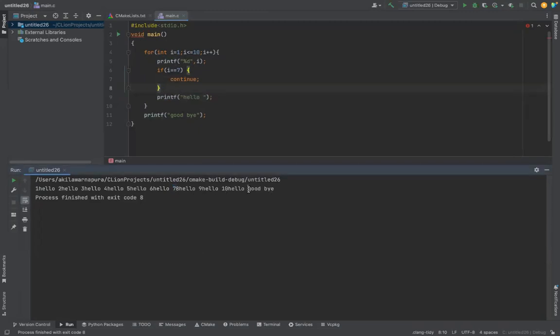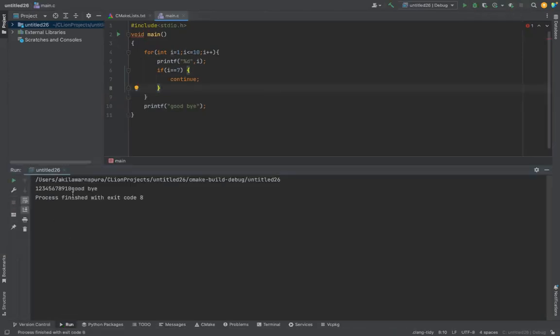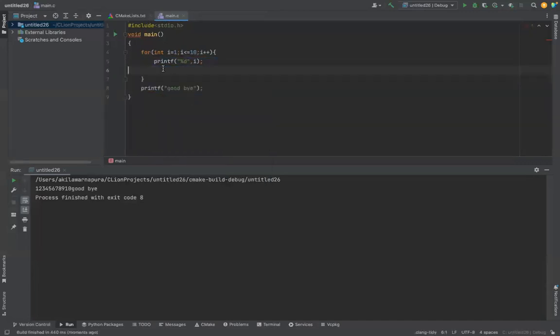After that, goodbye. So once the I is 7, that hello won't be printed. That means skip that iteration, go to the next one. Okay, that means if you don't have this hello, you can see it prints 1 to 10. After that, goodbye. So if you use this continue before the printf statement, then 7 won't be printed.